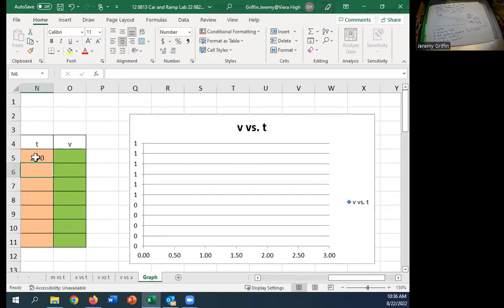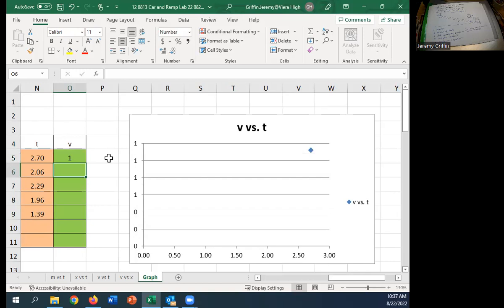2.7 seconds. 2.06. 2.29. 2.9. 1.96. And 1.39. Okay. And then what were the corresponding speeds? 1.12. 1.2.